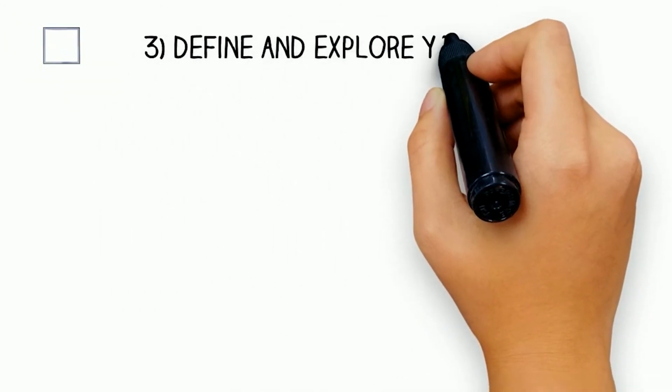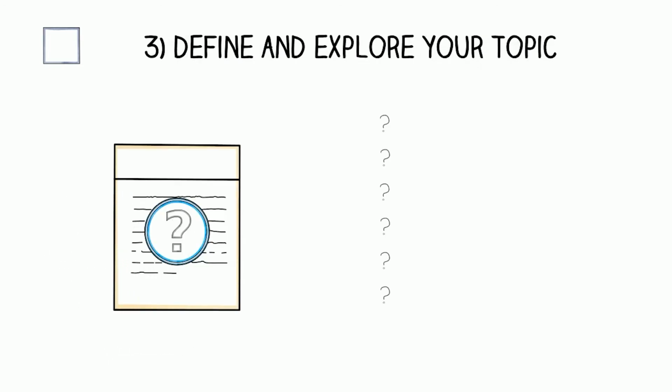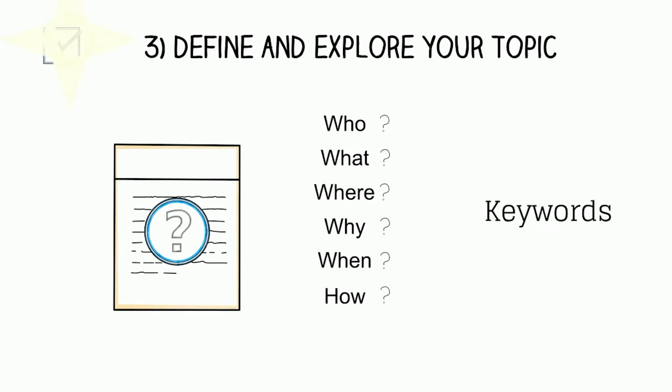Step 3 is to define and explore your topic. Use your research question to generate some manageable, focused questions that you will need to address in your research. Use the basic questions who, what, where, why, when, and how to help you. Decide what keywords you're going to use in your search.